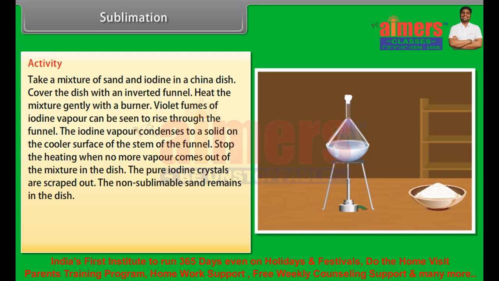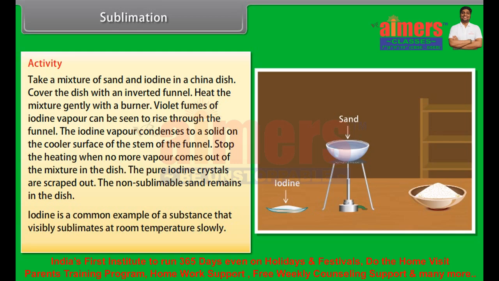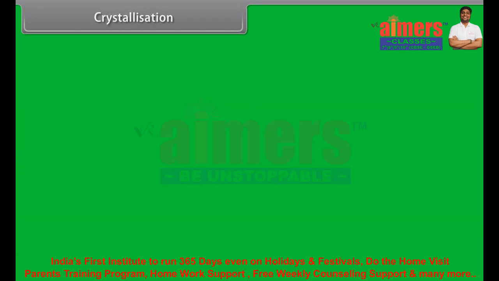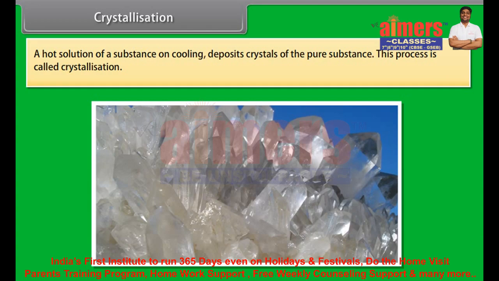Now stop the heating when no more vapor comes out of the mixture in the dish. The pure iodine crystals are scraped out. The non-sublimable sand remains in the dish. Iodine is a common example of a substance that visibly sublimates slowly at room temperature. Crystallization. A hot solution of a substance on cooling deposits crystals of the pure substance. This process is called crystallization.